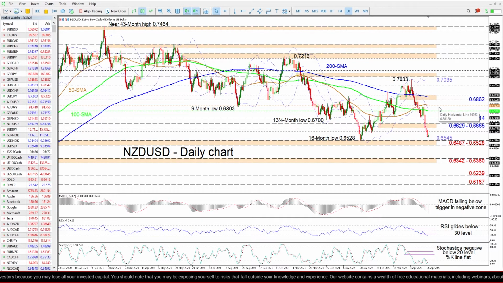Now, successfully conquering these averages and this zone, the pair could then challenge the 0.6862 until 0.69 resistance section, which encapsulates the 200-day SMA as well.